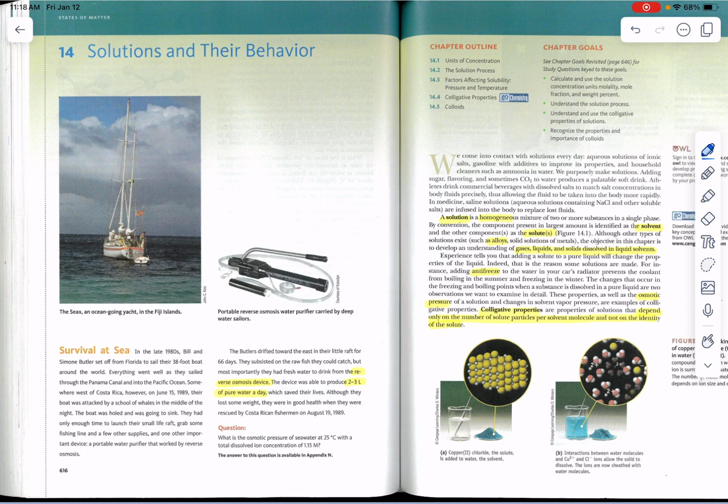We begin chapter 14 on solutions and their behavior with a potentially tragic story about a survival at sea. And the reason they survived, because of their being well prepared to abandon their boat and take a fishing line with them, but to also take a portable reverse osmosis water purifier with them. We're going to be talking about what reverse osmosis means in this chapter.